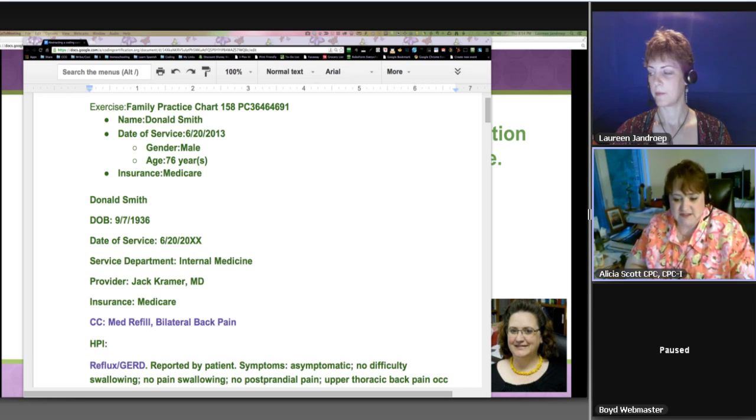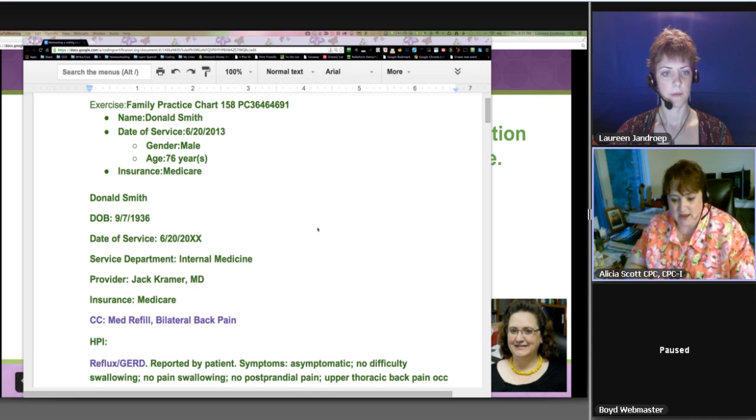So when I'm looking at this case, the things that are going to jump out at me when I'm scanning it first to abstract the information, I put in purple. So why did the person come in for the visit? That's their chief complaint, the CC. They're doing a med refill and bilateral back pain.